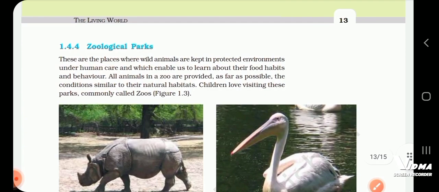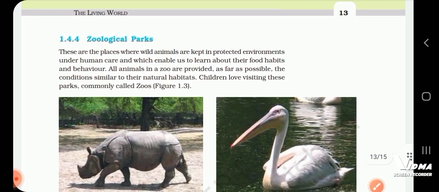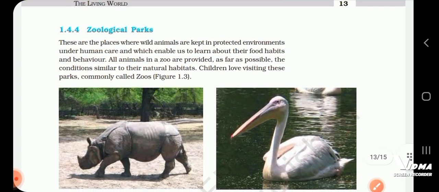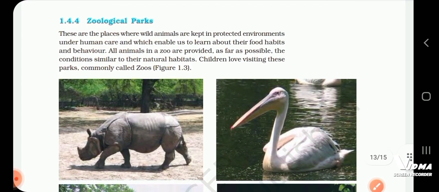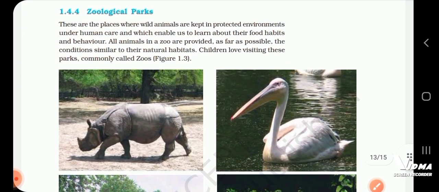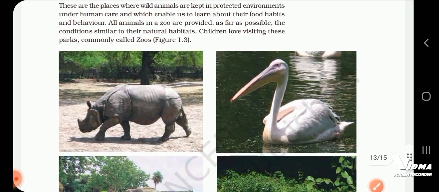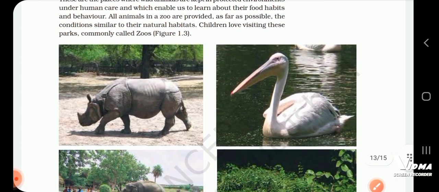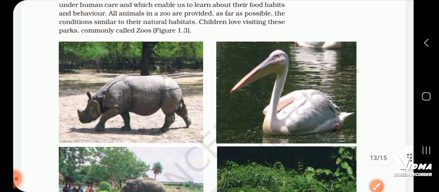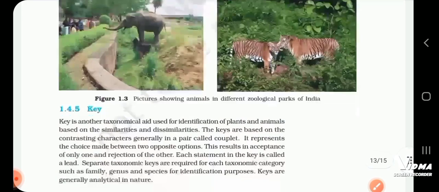Zoological park. These are places where wild animals are kept in a protected environment under human care, which enables us to learn about their food, habitat, and behavior. All animals in a zoo are provided, as far as possible, conditions similar to their natural habitats. Children love visiting these parks, commonly called zoos.